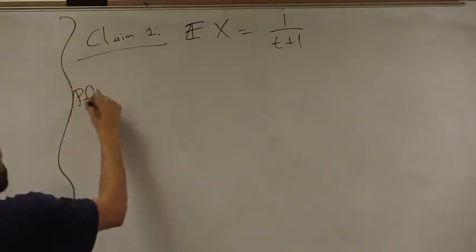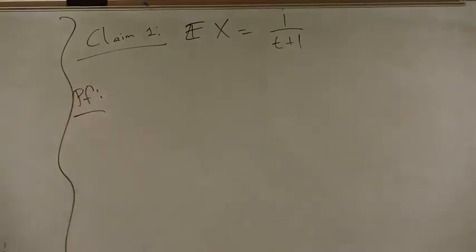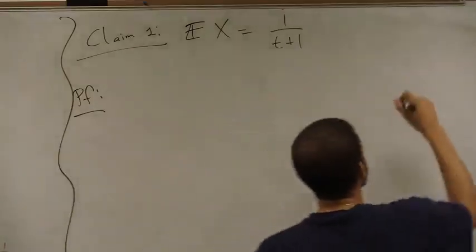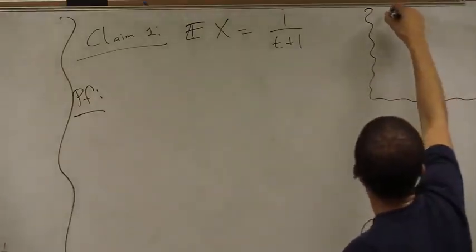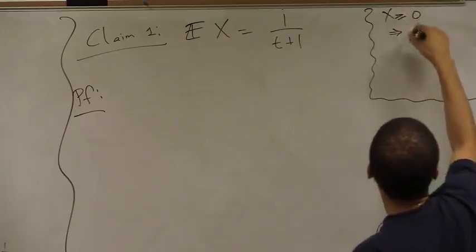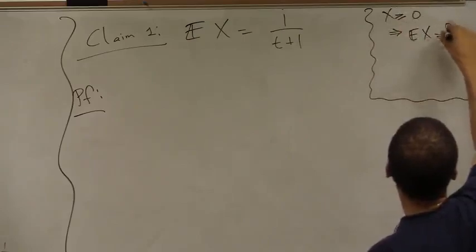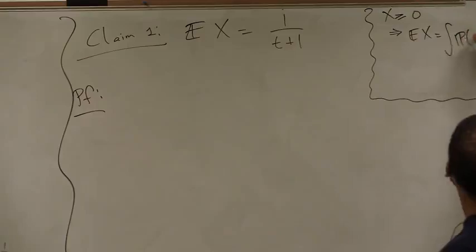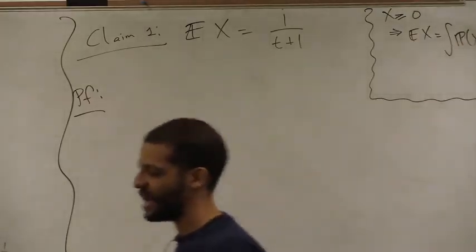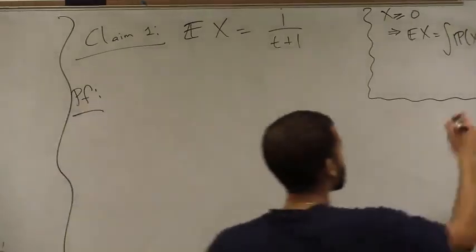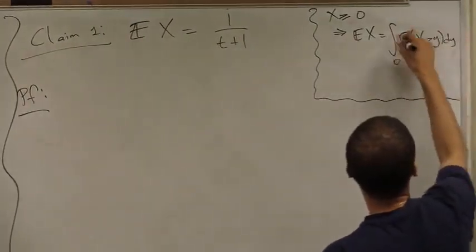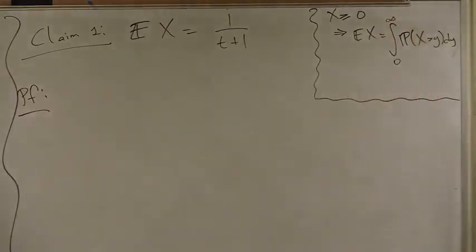So proof. If you haven't seen this before, if you haven't worked a lot with continuous random variables, let me tell you a little fact here, which is that if you have a non-negative random variable, that implies that the expectation of x is equal to the integral of the probability that x is bigger than y, dy, where this integral goes from 0 to infinity. Okay. So that's a fact that we'll use.